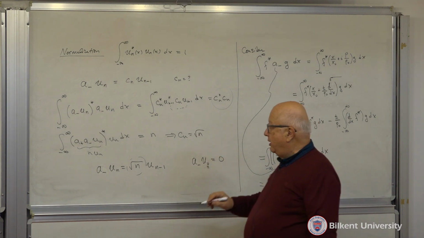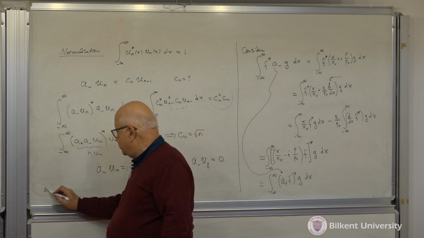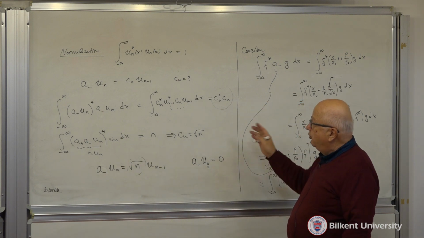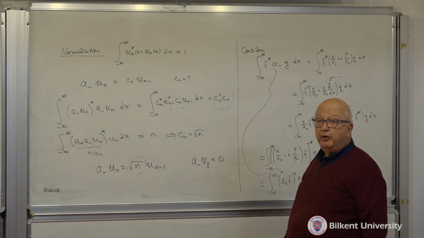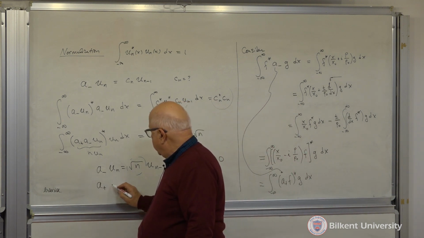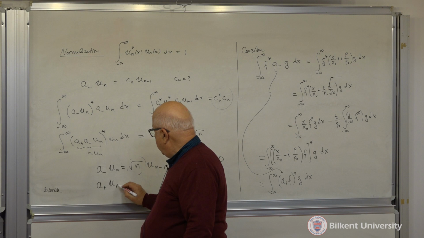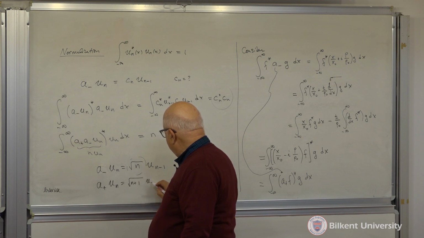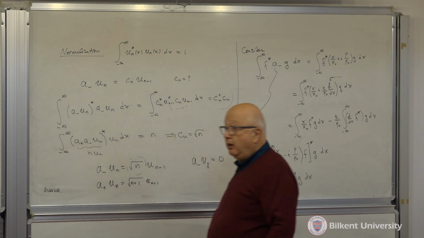If you are going the other way around, let me just leave it as an exercise to you. It's just the same algebra, except that you have to work with a plus instead of a minus. A plus un is equal to square root of n plus 1 times un plus 1.